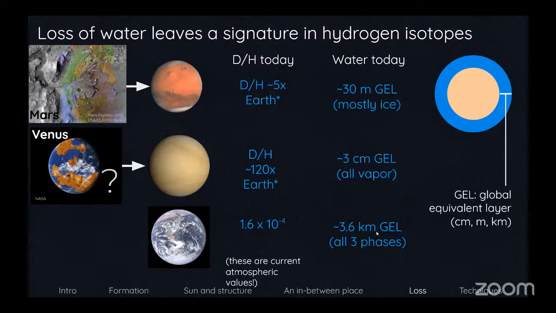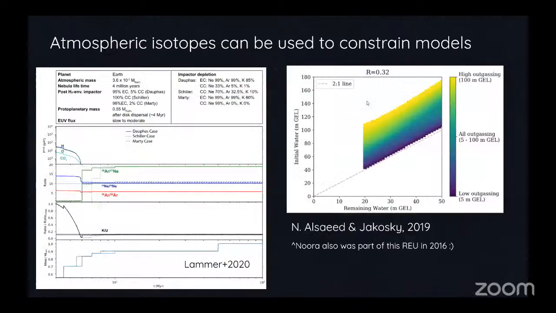The water listed here today is just to give you a sense of the scale. So on Earth, we have several kilometers worth of oceans. And this unit, global equivalent layer, is just: imagine that you spread out all of the water on the planet into a smooth ocean on the surface. How deep would that layer be? That's this number here. Venus today is super, super dry. That layer would be 3 centimeters, so hardly any water at all. On Mars, we're sort of in between. We still have a good amount of water ice on the planet and also water vapor, but significantly less than Earth.